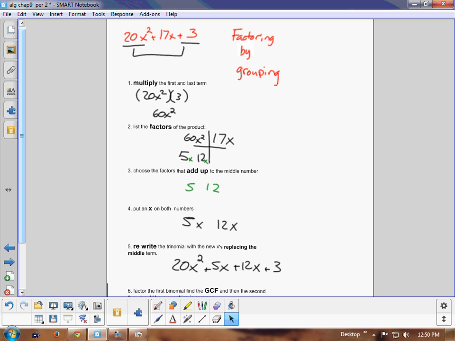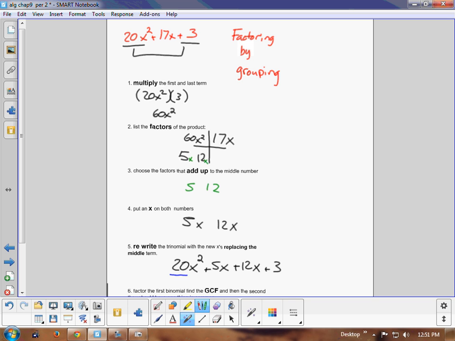So I multiply the first and last term, and that's where I got step 1 from. Then I do a chart, just like last night's homework. I look at the number I have and find multiples that add up to the middle number. Are you with this so far? Okay. Then you put x's on those numbers.